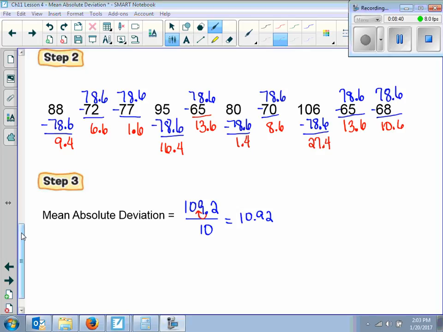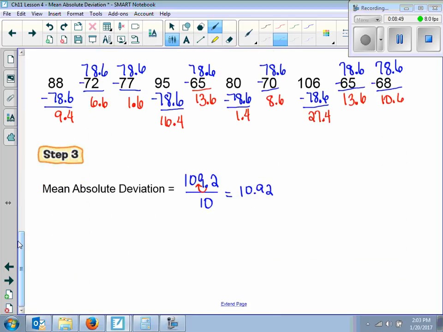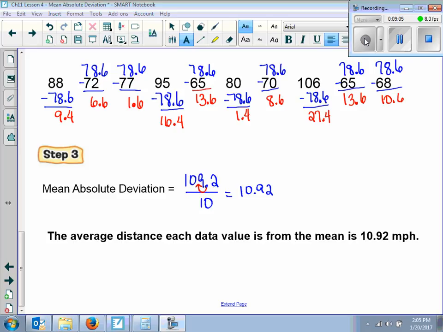Then we want to describe what the mean absolute deviation means. See right here, describe what the mean absolute deviation represents. So it says here, the average distance each data value is from the mean is 10.92 miles per hour, and that's all there is to that description. So let's write that down: the average distance each data value is from the mean is 10.92 miles per hour.